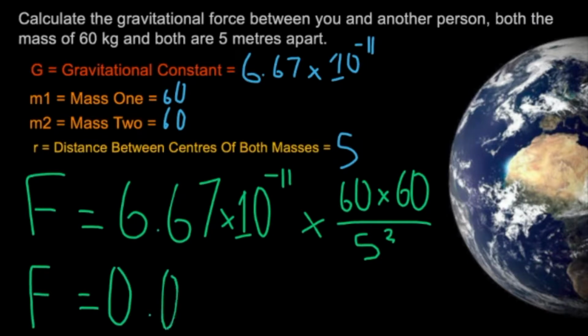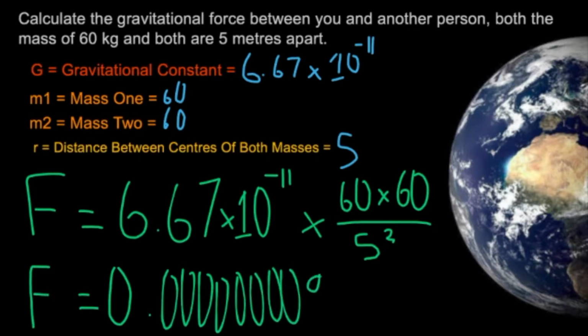This then equates to 0.0000000096 newtons of gravitational force between these two people. Even though this number is so small, it's due to the small masses and the distance between them.